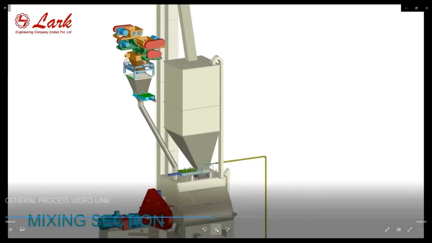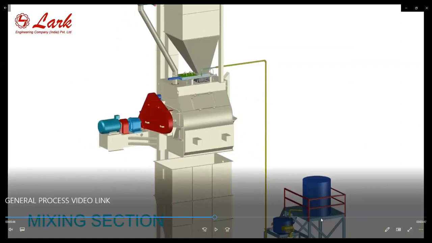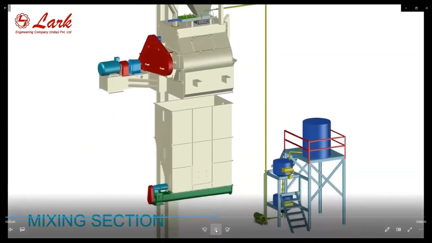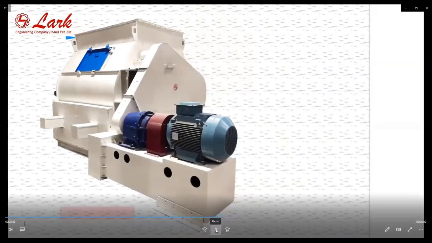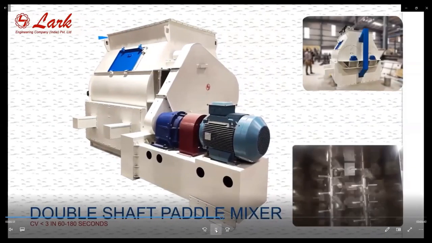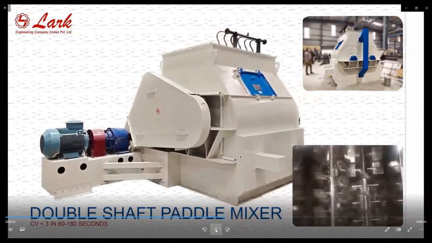And here then comes oil dosing. This is the oil tank from where we can dose the oils and liquids directly to the mixer. This is a double shaft paddle mixer having CV less than 3 in 60 to 180 seconds.